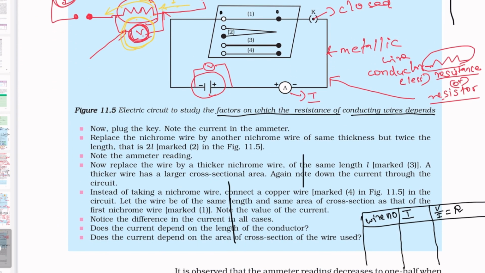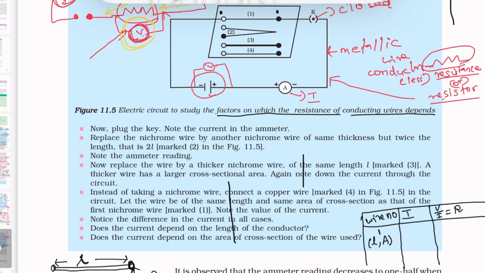So wire 1 has length L, and consider a cross section area A. What is a cross section area? If this is a normal wire, this portion is the length L. This circle part is called the cross section area. It is basically a circle, so we use the area of a circle, which is pi r squared. This is the cross section area.